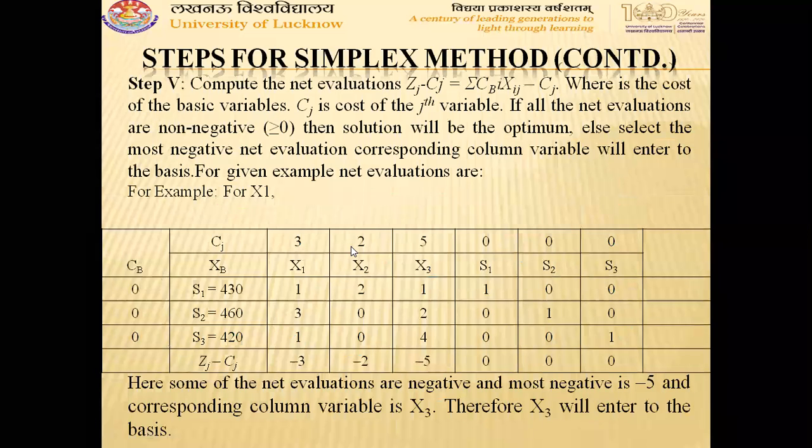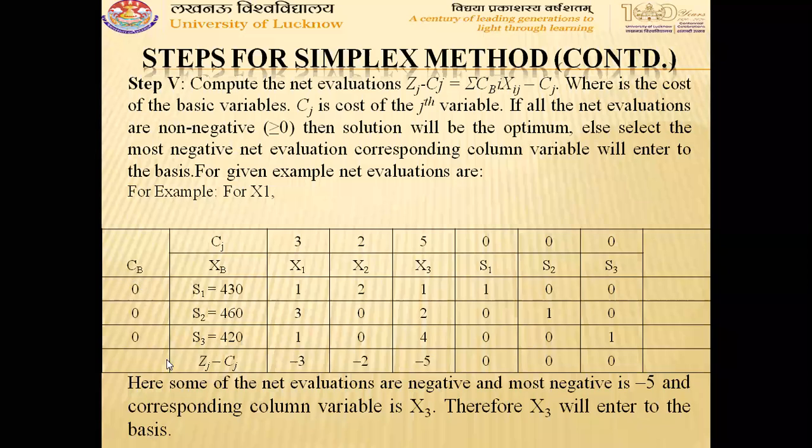Now after constructing this simplex table, we move to the next step. In the next step, we calculate the net evaluation, which is denoted by Zj minus Cj, or you can write it as summation CBi Xij minus Cj. If all the net evaluations are non-negative, that is either 0 or positive, then we say that our solution is optimum. In the situation where at least one is negative, we find the most negative, or you can say minimum, net evaluation. Now the question is how we calculate the net evaluation.